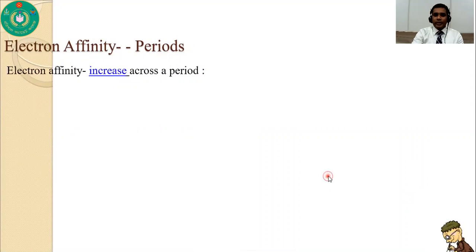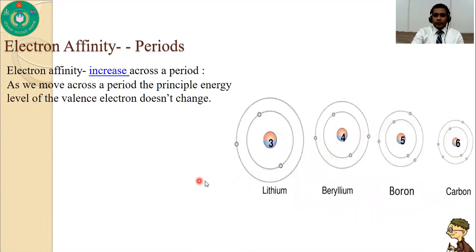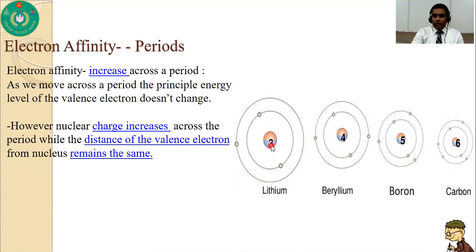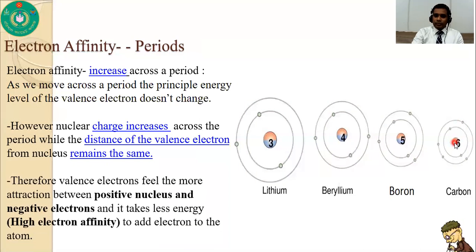And in the case of a period, here I set an example. You can see that in a period, atomic radius decreases. As atomic radius decreases, the distance between the valence electron and nucleus decreases. As it decreases, the electron affinity increases, because the attraction between the positive nucleus and negative electrons increases as size decreases. That's why high electron affinity results. So if we go from left to right, electron affinity increases as size decreases.